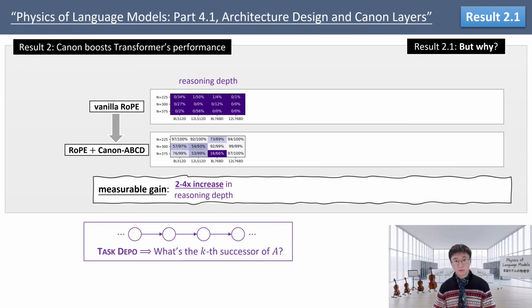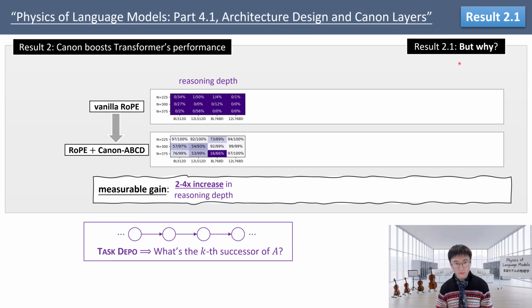But why does this happen, right? So I introduced these Canon layers, right? And why in the hell, just by suddenly adding those Canon layers, can my model suddenly reason much deeper? So this is some result. I'm going to call it result 2.1. It's not yet included in the paper, and congratulations if you're listening to this talk. So this is the first time I'm introducing the reason behind the scenes.